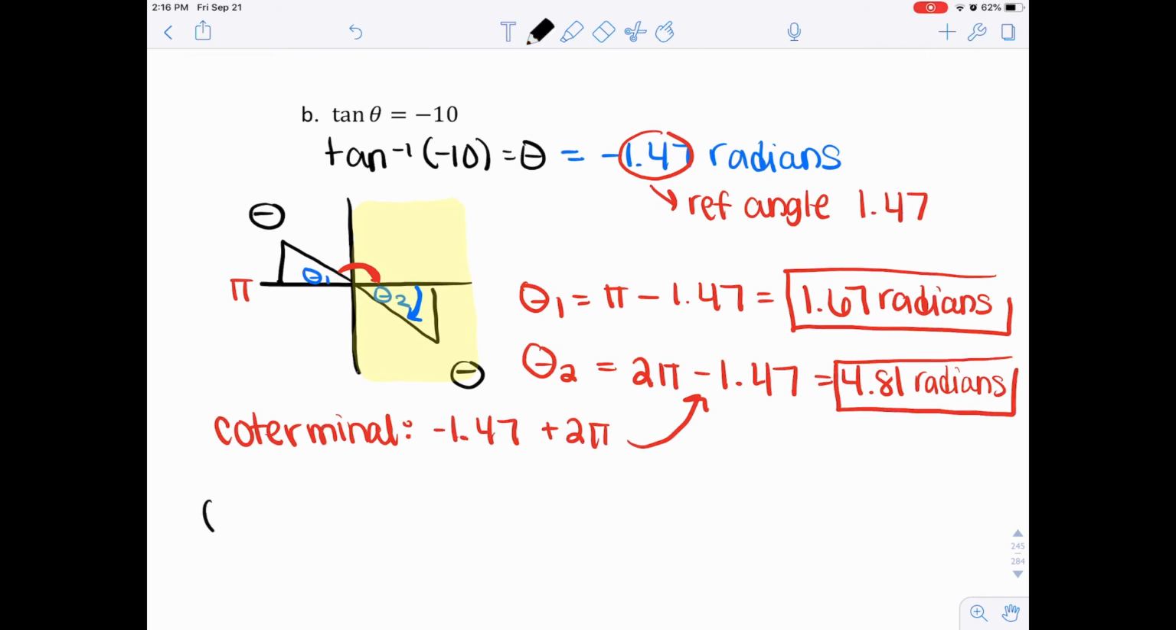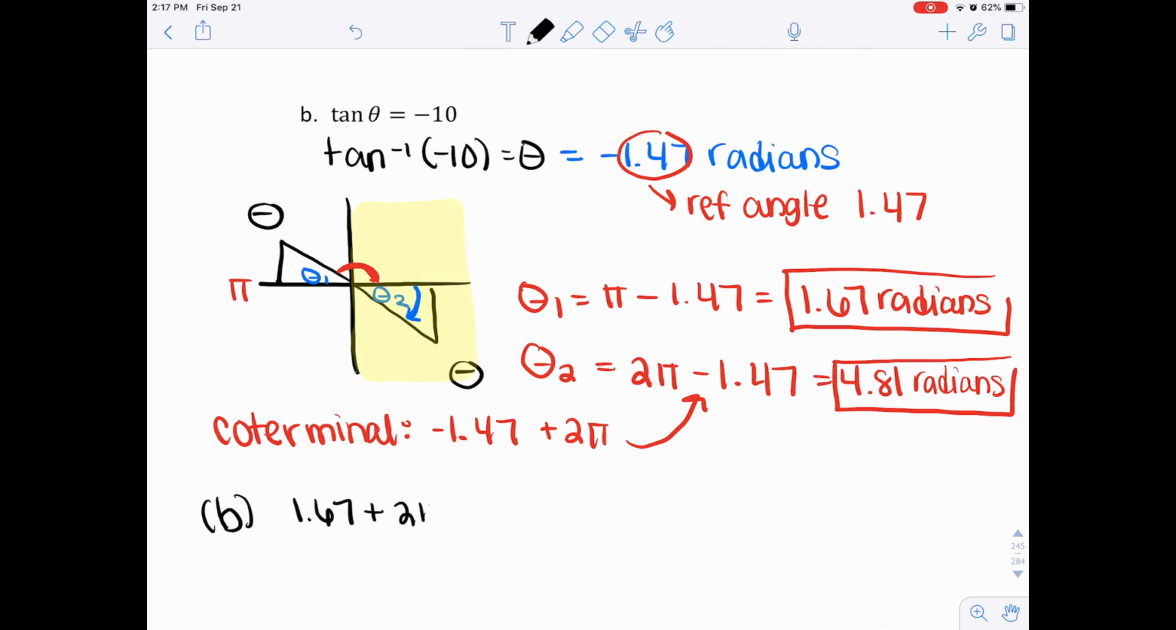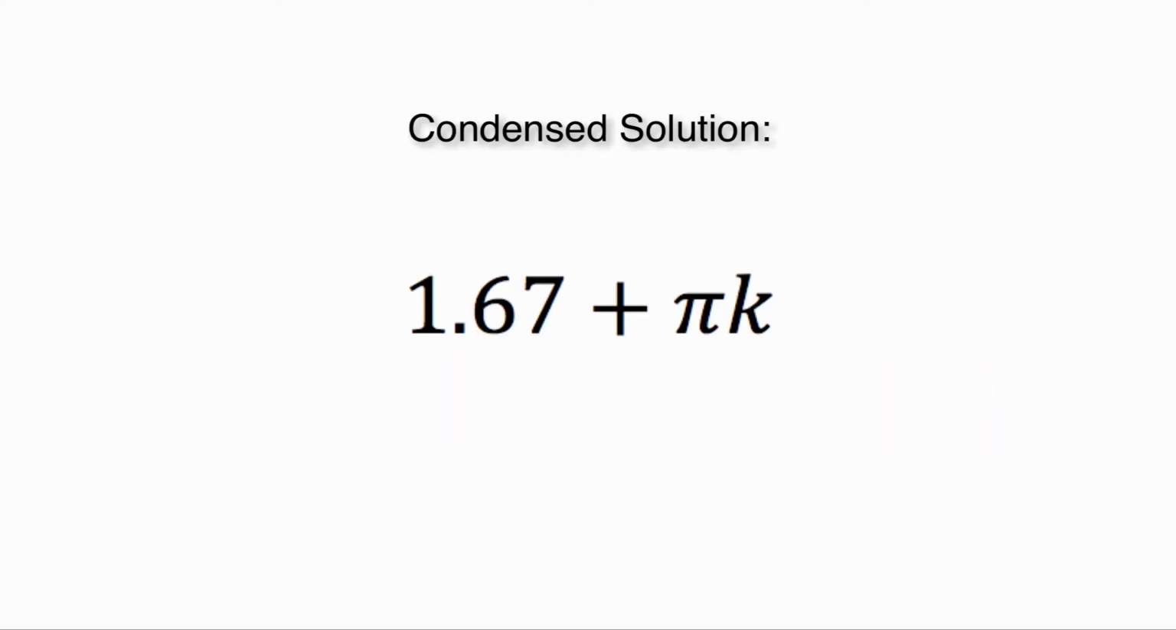To find all solutions, we can take each answer and add 2 pi k. But since this is a tangent function and the two angles are along the same line, we can condense this solution. We can condense the solution and write it as 1.67 plus pi k.